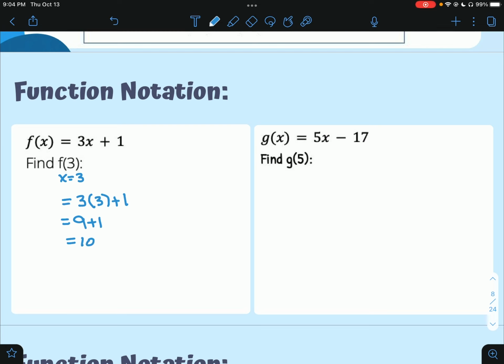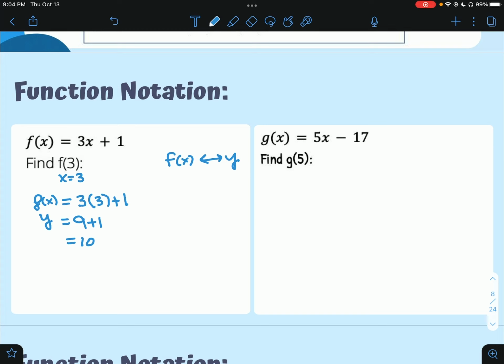Now, remember, if you're not comfortable with writing f of x here, you can always write y, because f of x and y should be used interchangeably. They both are your outputs.